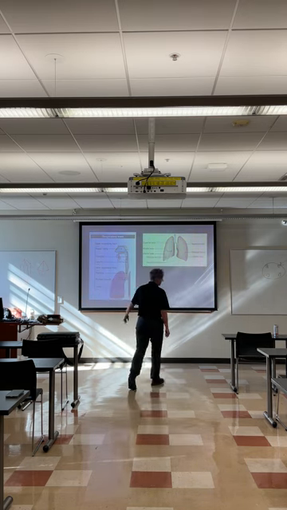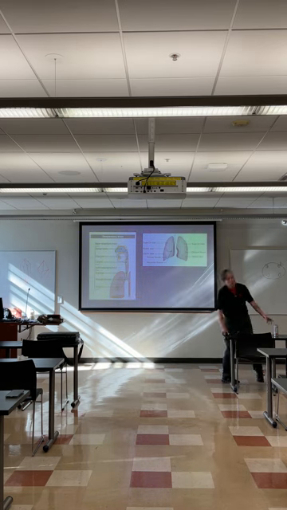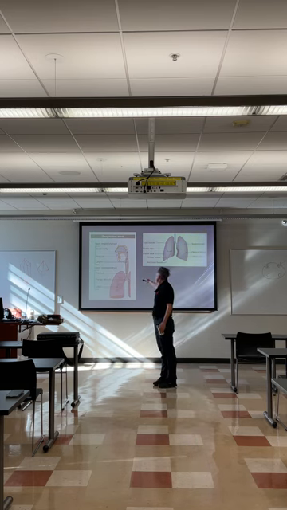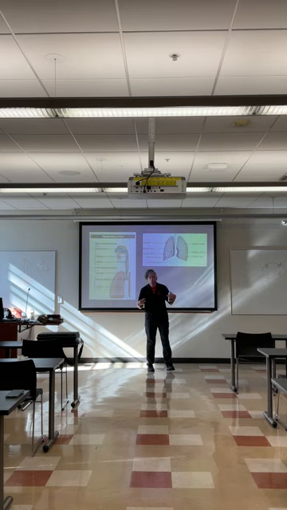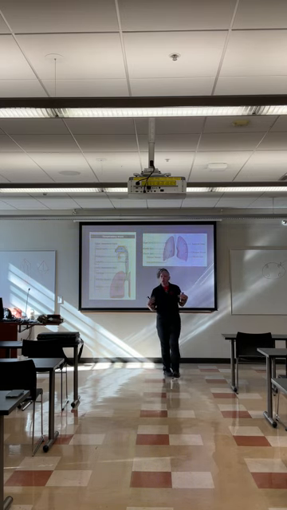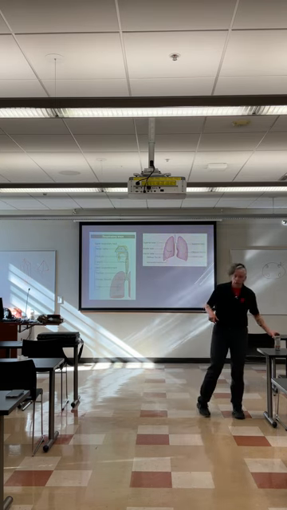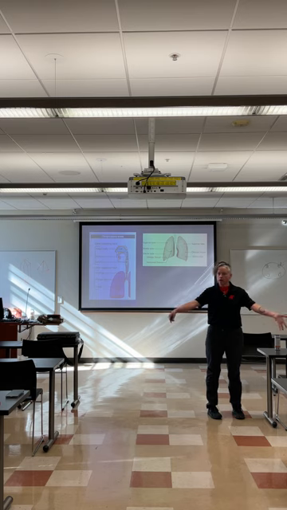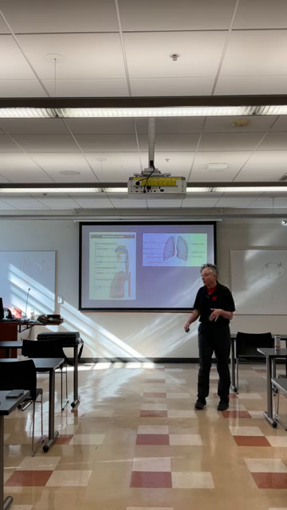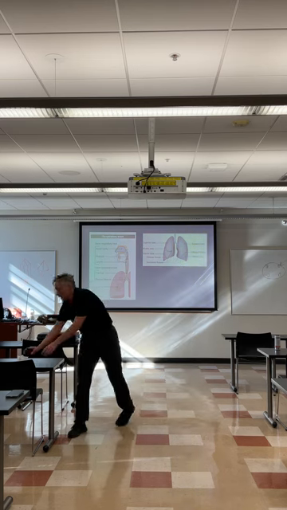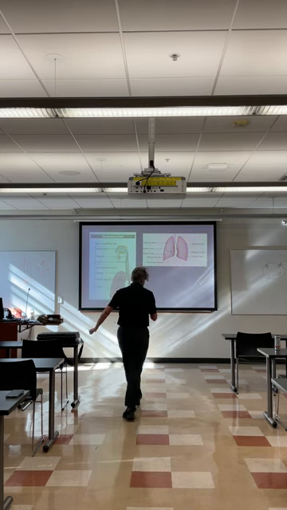Lower respiratory tract begins where? At the bottom of the vocal cords and down. So what comprises the lower airway? Trachea, bronchi, left and right. Where does it go to then? Bronchioles, and then what is the terminal ending for the respiratory? Alveoli, and that is where all the magic happens. You got to get air in and out, but that's where the exchange happens.